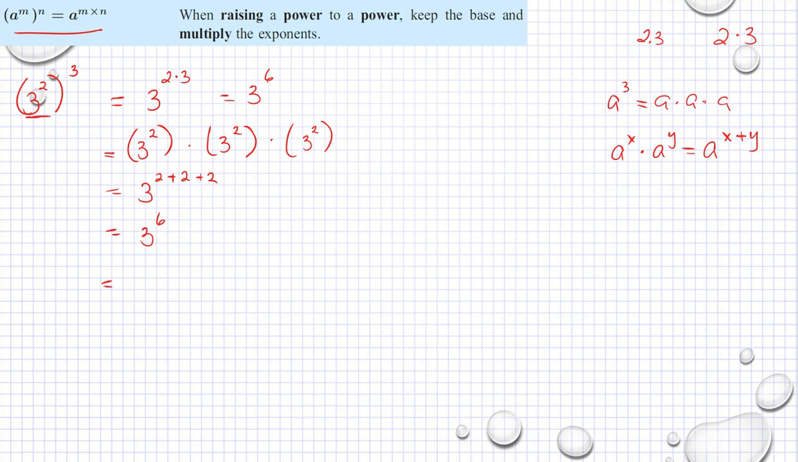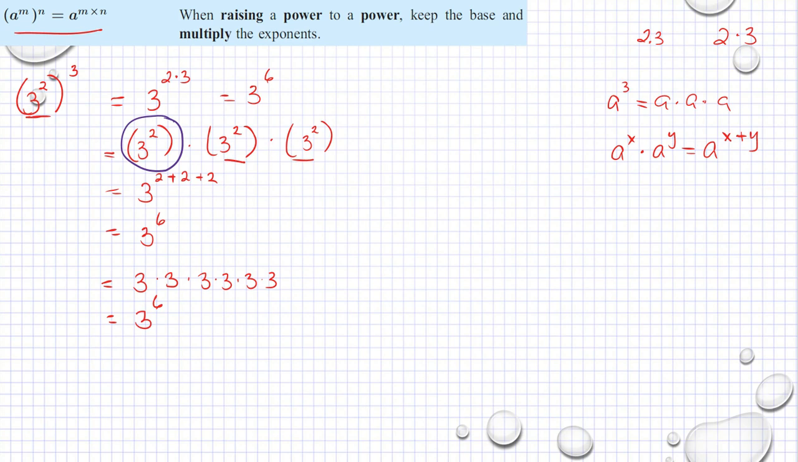Another way to express that is we have 3 raised to 2, just this one, is the same as 3 multiplied by 3. And the other, we have 3 multiplied by 3 once again. And the third, we have 3 multiplied by 3. Then we have 3 raised to 6. So it's the same. That's the explanation.